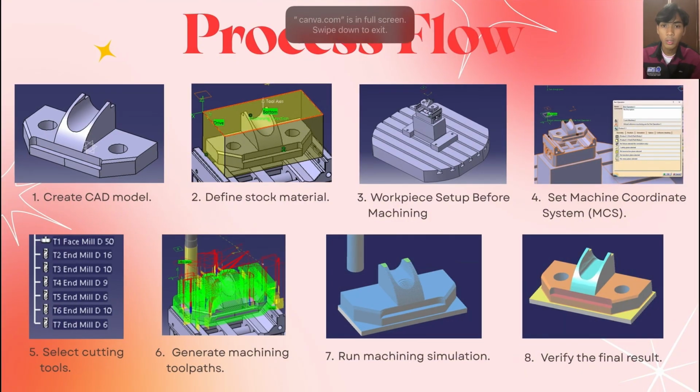This slide shows the overall process flow of our project. First, we create the CAD model and define the stock material. Next, we set up the workpiece and machine coordinate system. Then, we select the cutting tool and generate the machining toolpath. After that, we run the machining simulation to check for any errors. Finally, we verify the final result to ensure it matches the original CAD model.